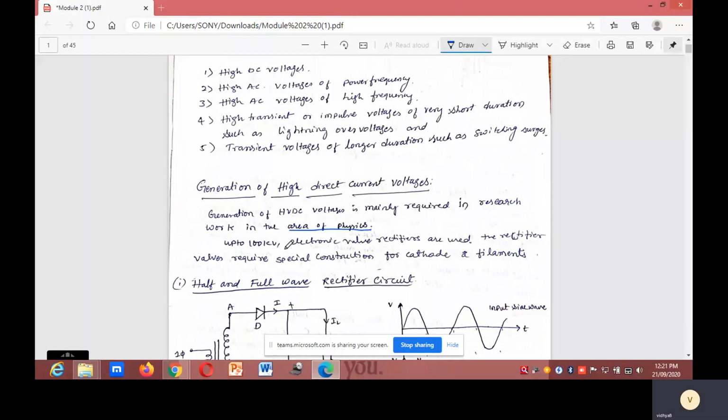Next, up to 100 kV electronic valve rectifiers are used. Normally, for the generation of DC voltages of up to 100 kV, electronic valve rectifiers are used and output currents are about 100 milliamps. The rectifier valves require special construction for cathode and filaments.